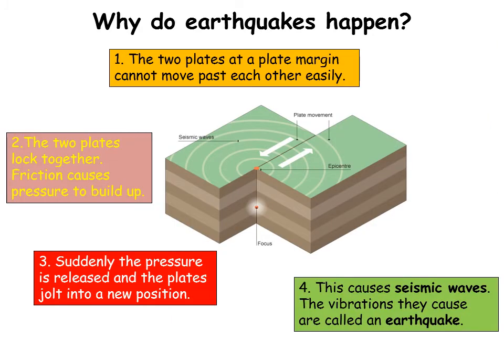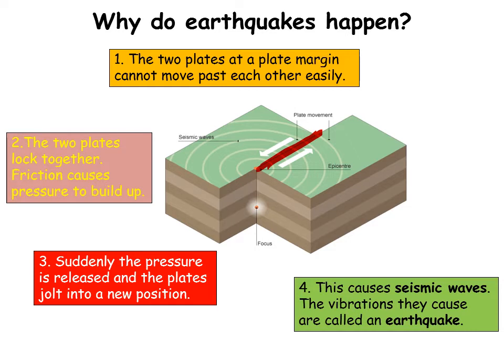Okay, so the right answers. Why do earthquakes happen? The 2 plates at a plate margin cannot move past each other easily, so they get caught, they get stuck. The 2 plates lock together. Friction causes pressure to build up along the plate boundary, and suddenly the pressure is eventually released.